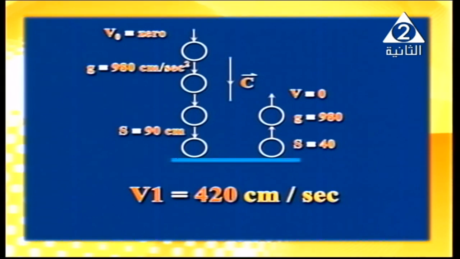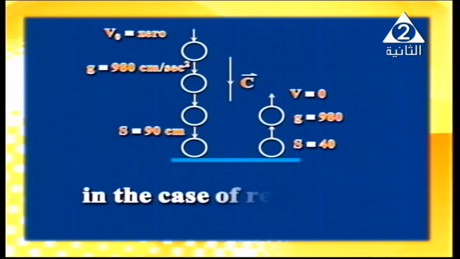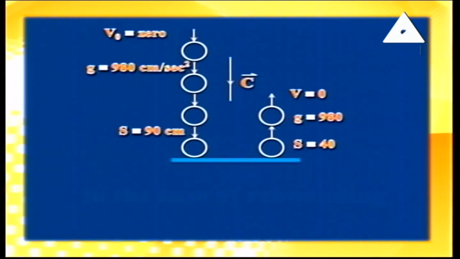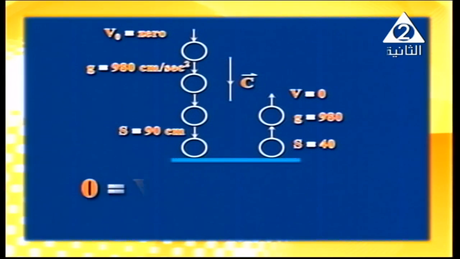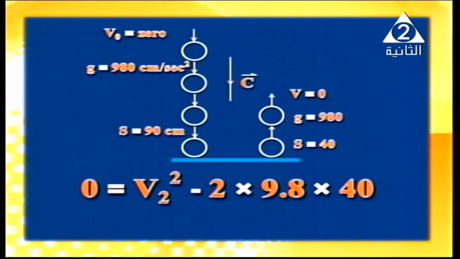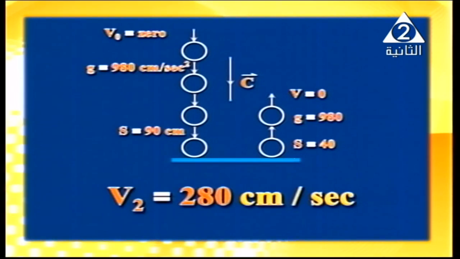After that, my dear student, in the case of rebounding, by the same rule, v square equals v naught square plus 2gs, but in this case v final equals 0. Then by substitution, 0 equals v square minus 2 times 9.8 times 40. What does it equal? It equals 280 centimeter per second.